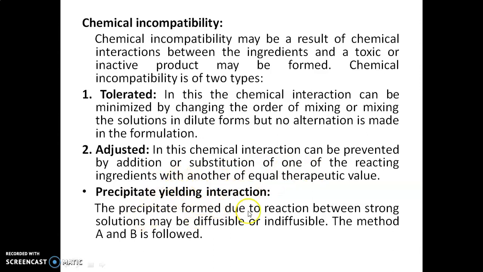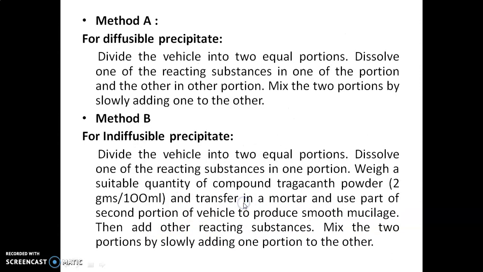Then precipitate yielding interactions. The precipitate formed due to the reaction between strong solutions may be diffusible or indiffusible. Method A and B are followed. So let's discuss in detail method A and method B. Method A, which is for the diffusible precipitate: divide the vehicle into two equal portions. Dissolve one of the reacting substances in one portion and the other in the other portion. Mix the two portions by slowly adding one to the other.